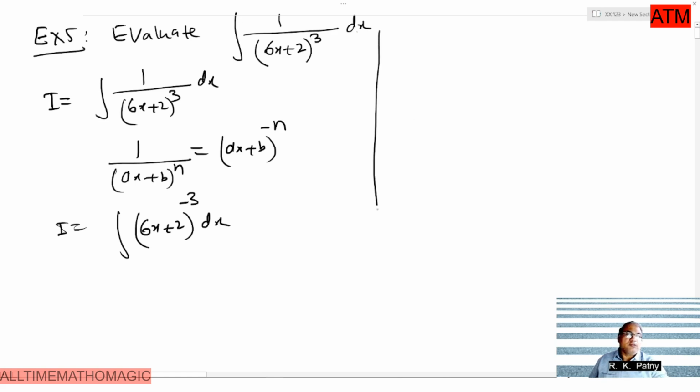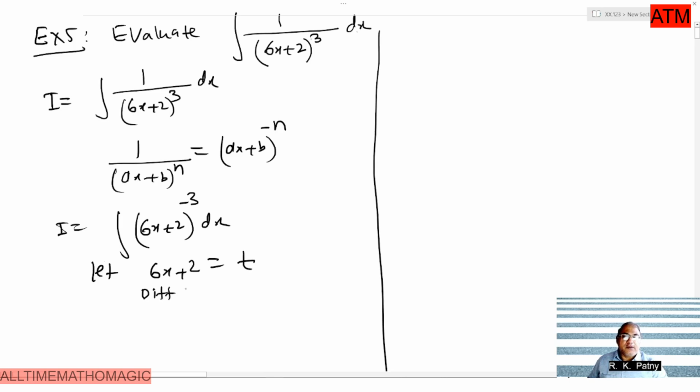Now this problem has been converted as if the previous problem, only here the 'upon' was there, so we have removed the 'upon' by doing an algebraic operation. So I equals (6x plus 2) whole raised to minus 3. Let 6x plus 2 equal t.